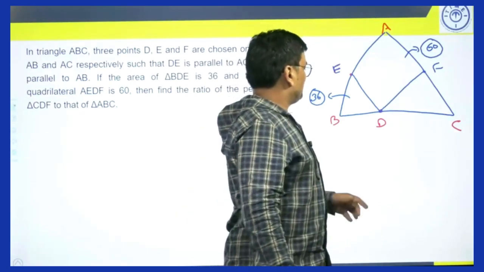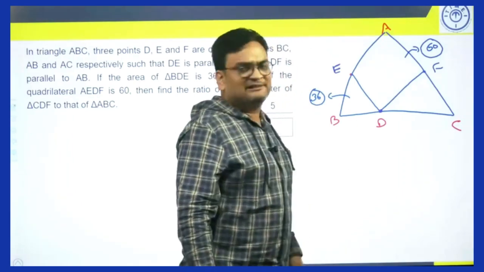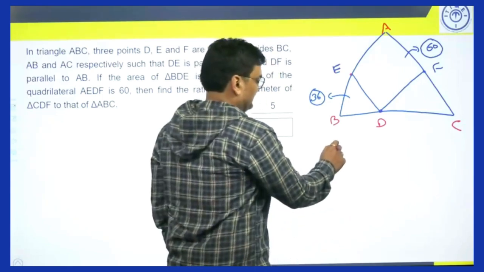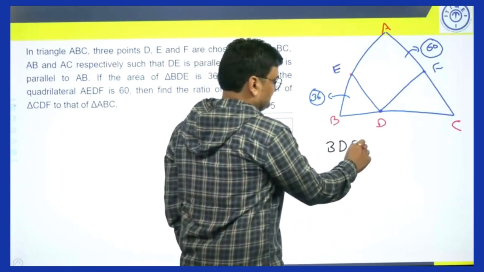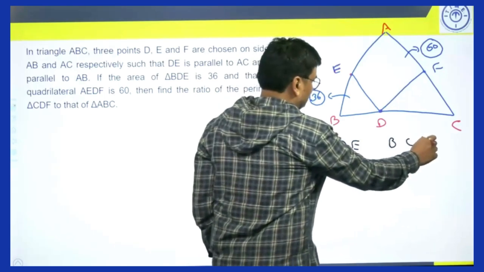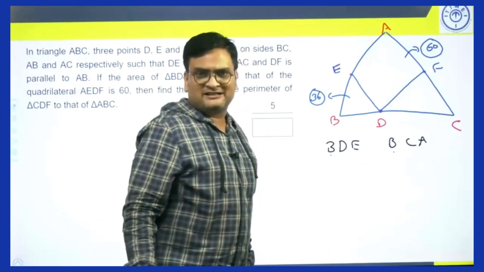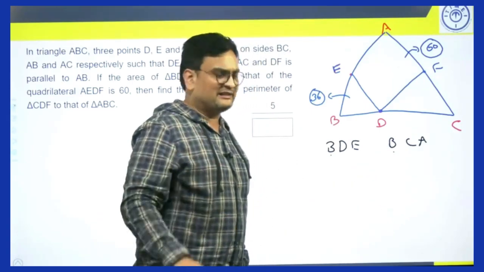Can we say, if you consider the triangle BDE and consider BCA. So triangle BDE and BCA. Look at these two. Can I say in these two triangles B is the common angle? I hope you can see that for smaller and larger both, angle B is the same.